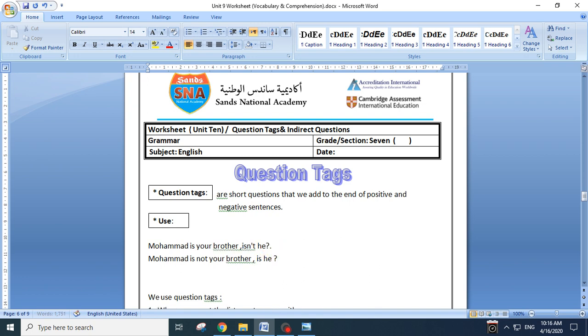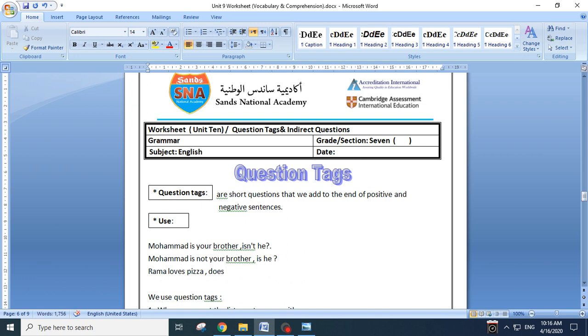Okay, another one. Rama loves pizza. Now, in this sentence, I can't find any auxiliary or helping verb. So what to do? You have to identify the tense of the statement. Here, this is present tense. So here we have to use do or does. It depends on the subject, because the subject here is singular, so we have to use does.